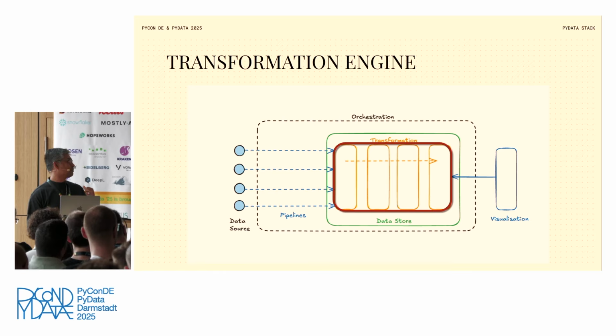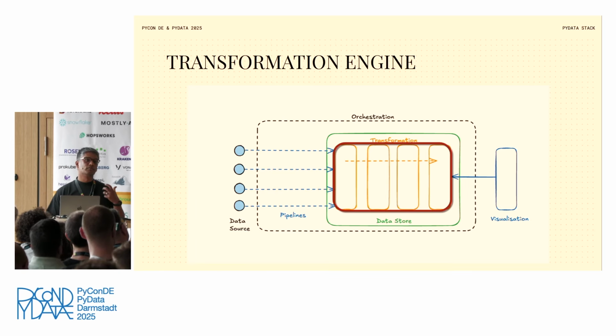Transformation is the process of taking that raw data you've extracted from your source systems and turning that into actionable insights. So here, there's this concept of layers where you're taking the rawest data from that first layer all the way through to a curated layer where you've done some transformation and made that data valuable.